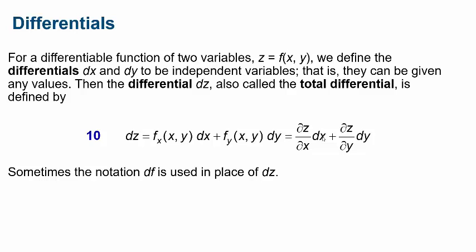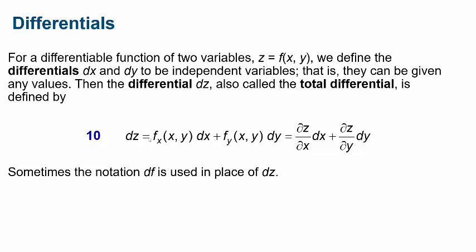So for a differentiable function of two variables, we have z as a function of x and y. We define the differentials dx and dy to be independent variables. That is, they can be given any values. Then the differential dz is also called the total differential. So this is a little bit different, and it's defined as the following.